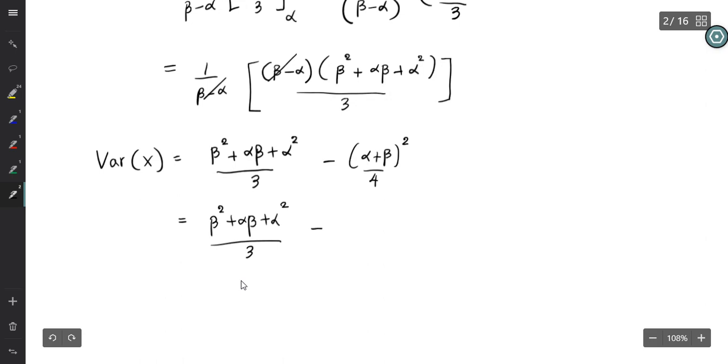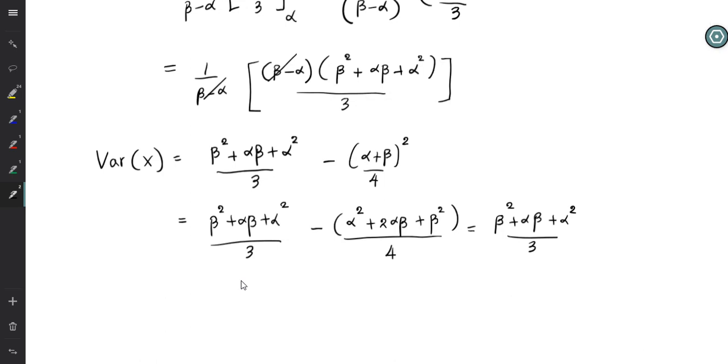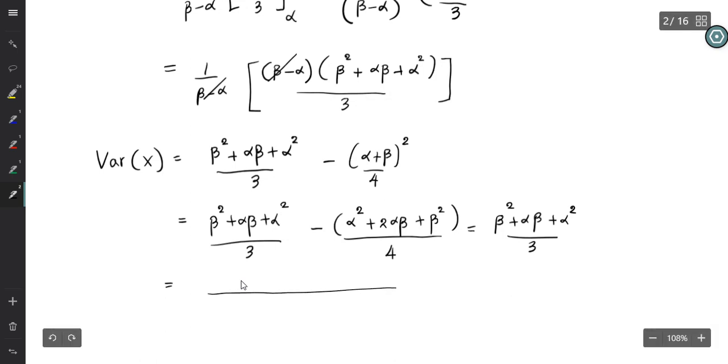You subtract. Let's expand this quadratic form. So I have alpha square plus 2 alpha beta plus beta square, divided by 4. Let's try to simplify this. It's better if we take the common denominator. Okay, so we'll do it as a single step. The common denominator will be 12.